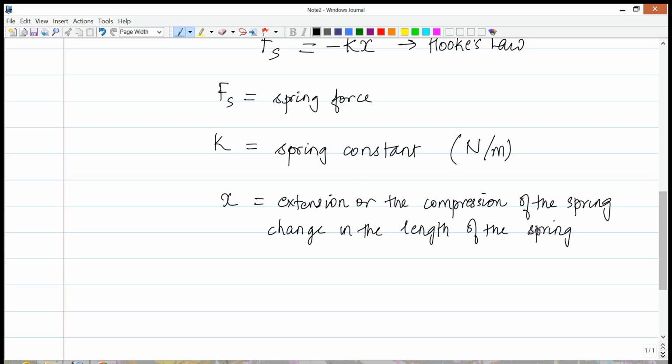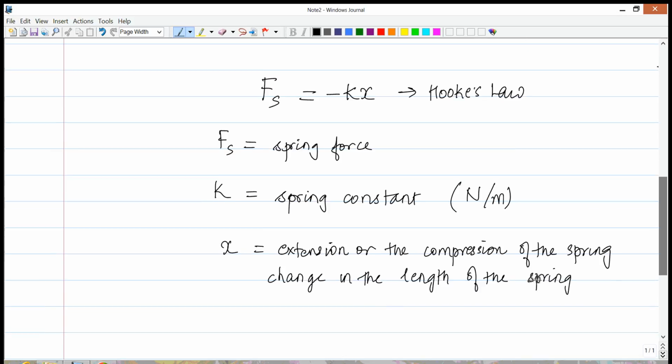Alright, so we understand these things. Fs is the spring force, k is the spring constant, and it will differ for each spring. In fact, the larger the value of k, the tighter the spring, and the lower the value of k, the bouncier the spring. So k itself is a property of the spring. It will change from one spring to another, and x is the change in length of the spring.